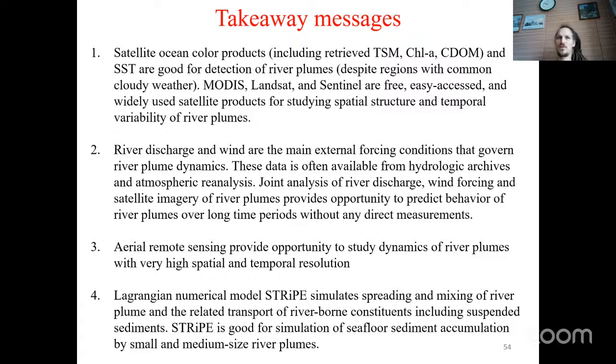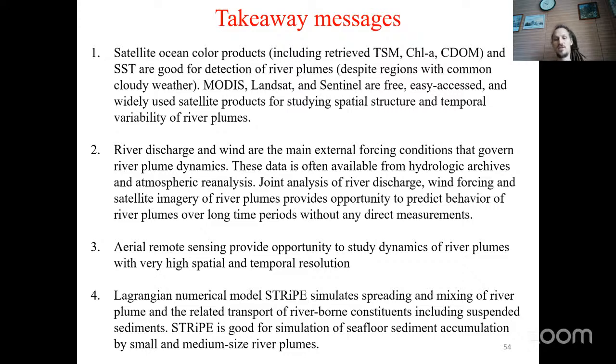If you want to go deeper, and if you have some special river which you have access to, and if you want to study river plumes better, you have to use quadcopters. They are quite cheap, and they're very, very useful to study spreading of some certain river plumes with very high spatial and temporal resolution.